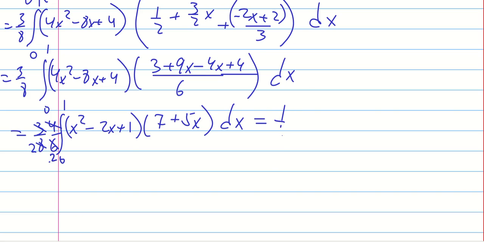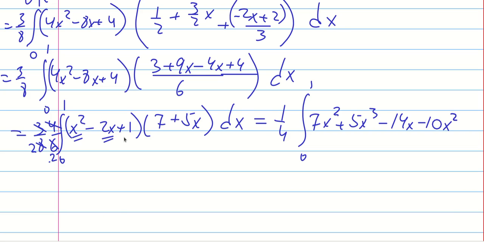So we get 1/4 integral from 0 to 1. We have 7x squared plus 5x cubed. So we're done with x squared minus 14x minus 10x. We're done with this one. It should be squared. And for 1, we have plus 7 plus 5x dx. All right.